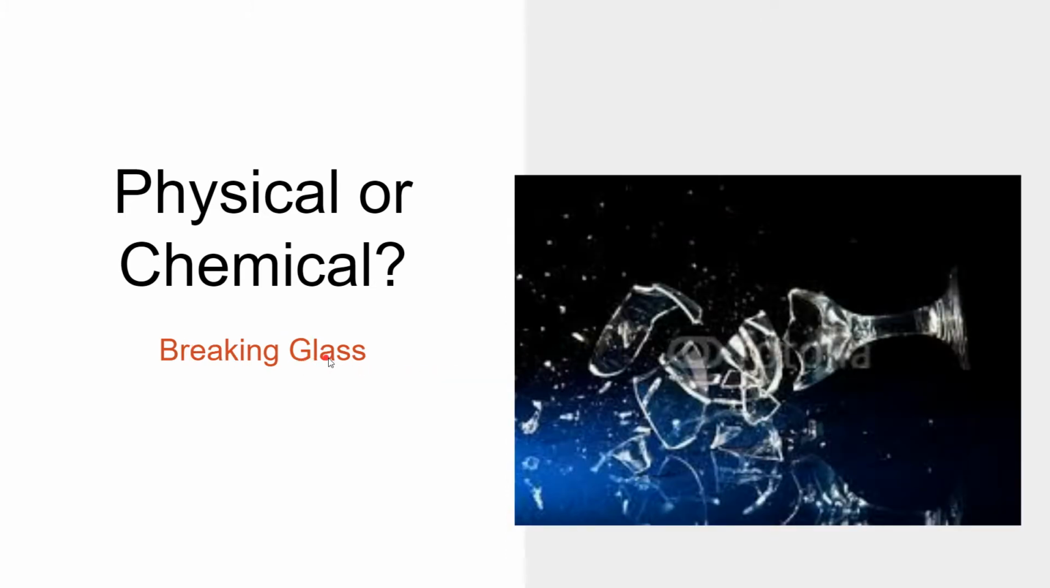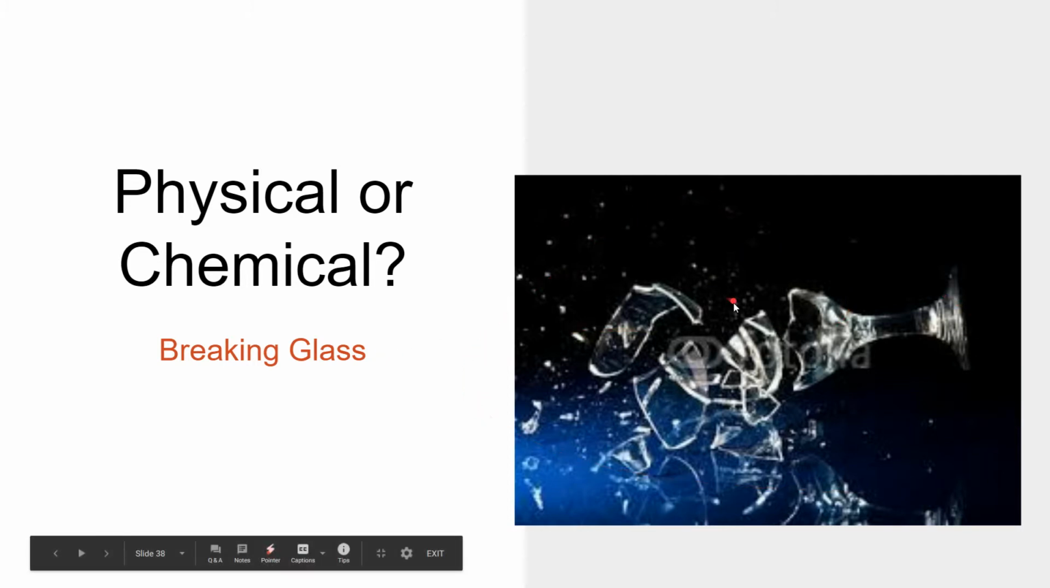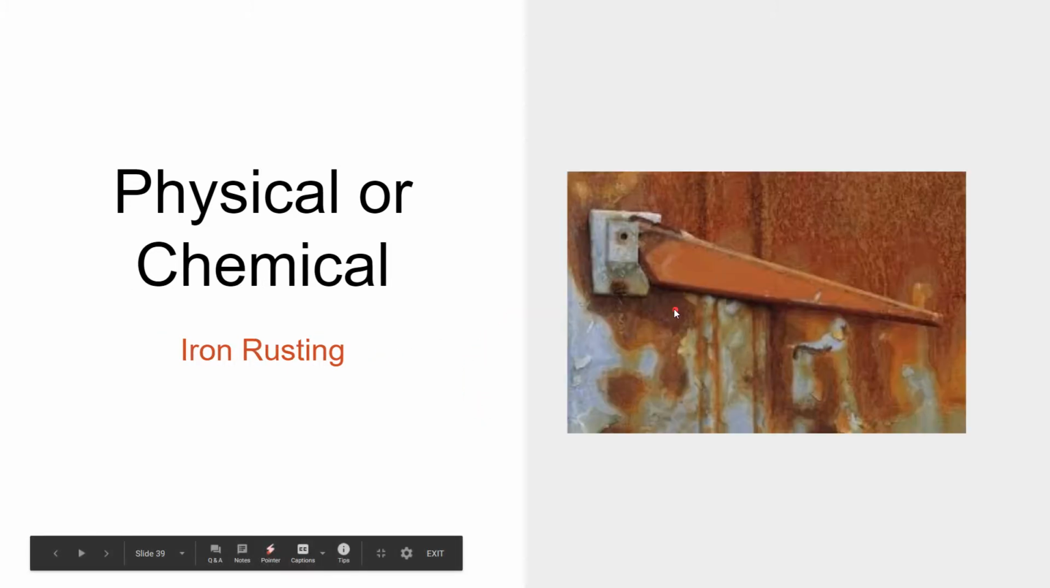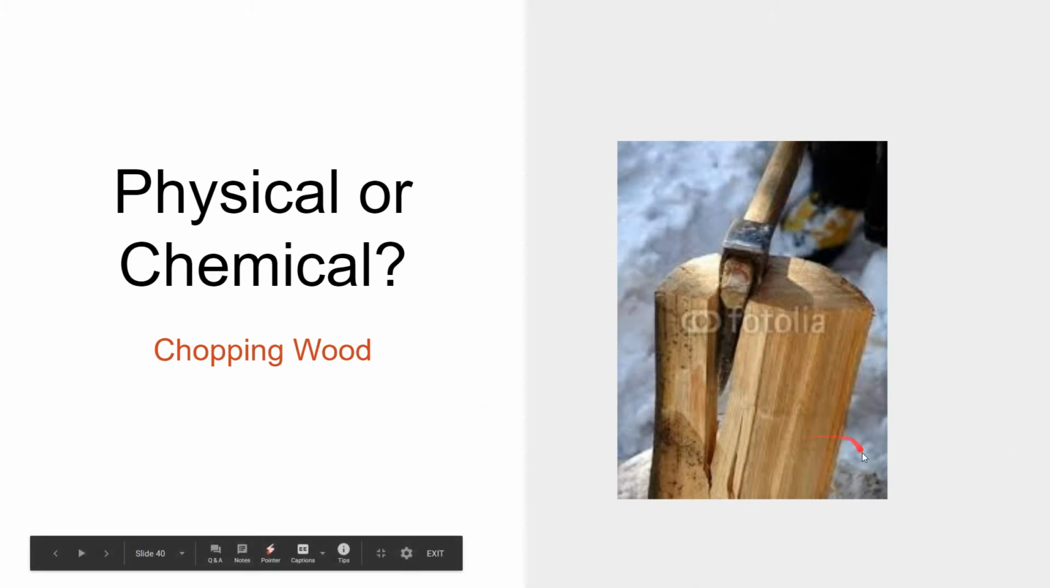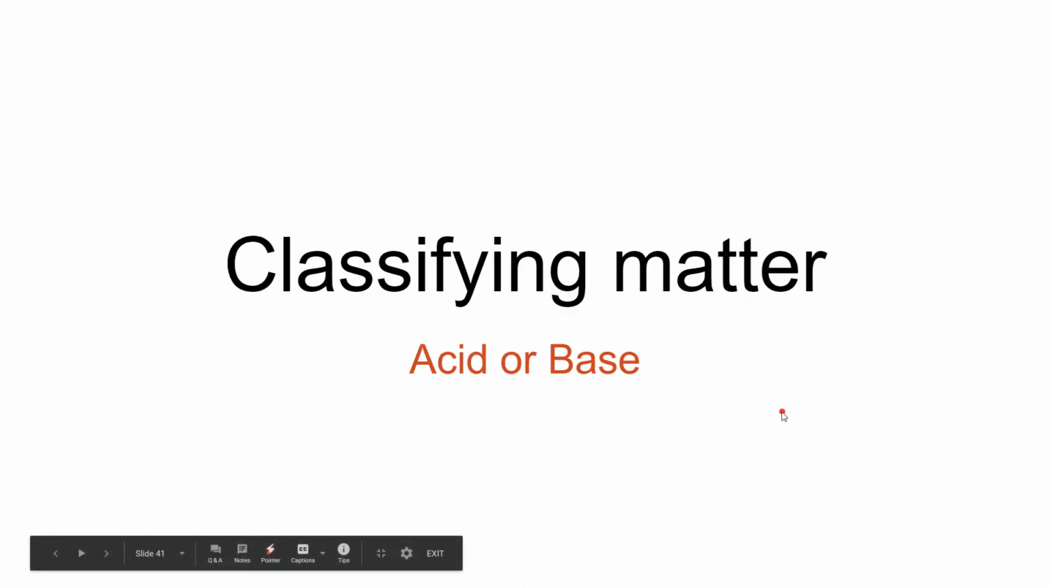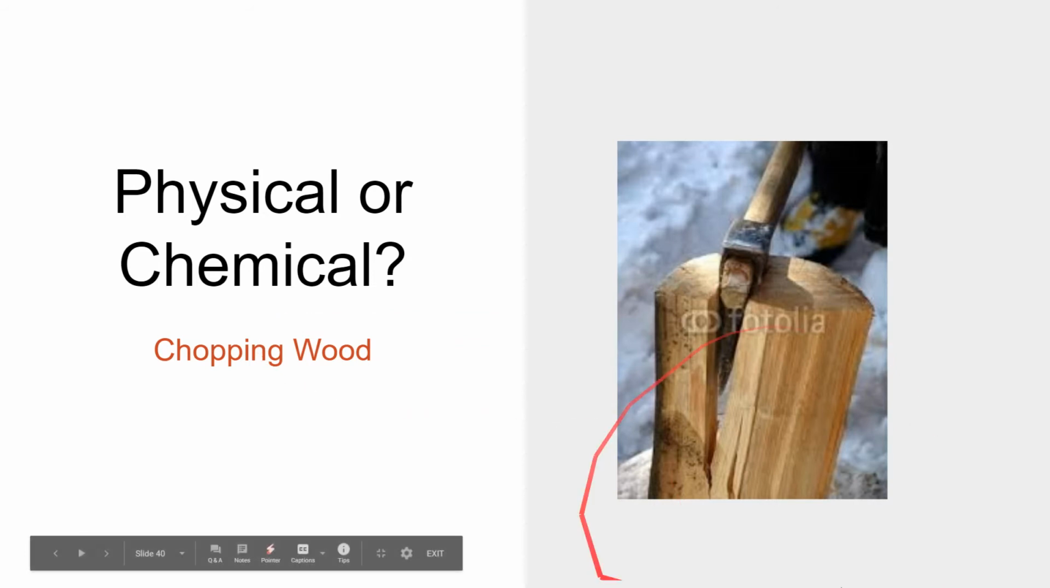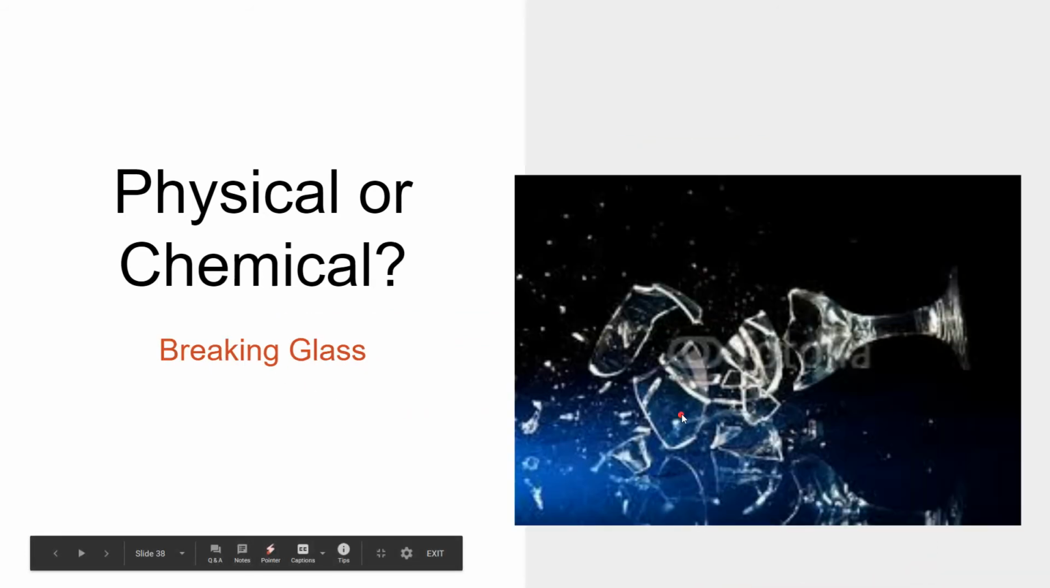Breaking glass. Is that a chemical or physical change? Is that a new substance, or am I just changing what it looks like? Iron rusting. Chopping wood. Do I have a new substance, or am I just changing what it looks like? Those are things you want to ask yourself, and just answer those at the end of the puzzle there.